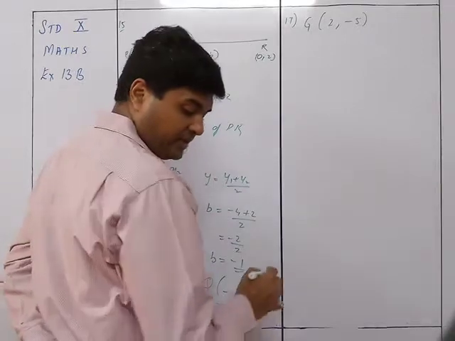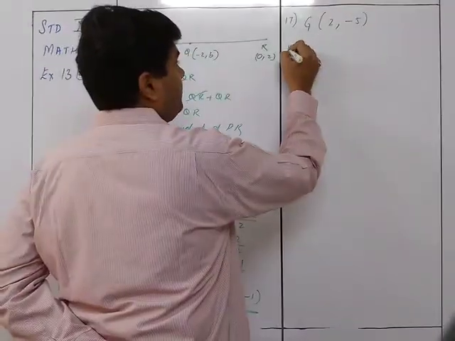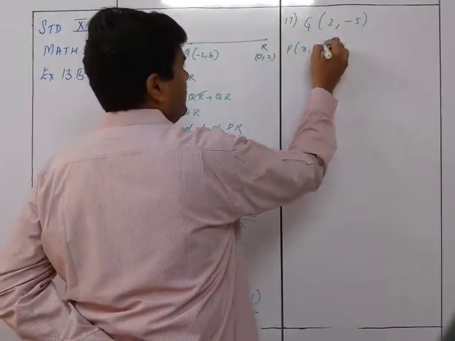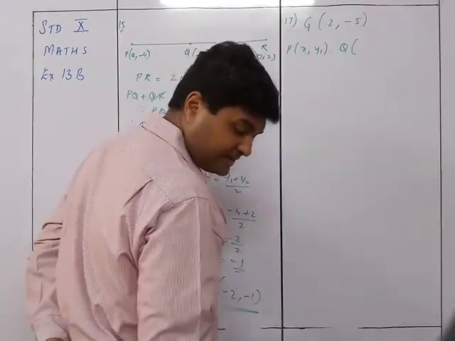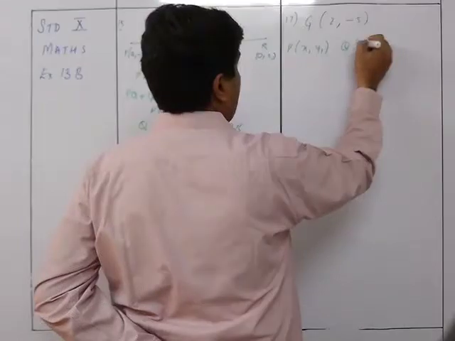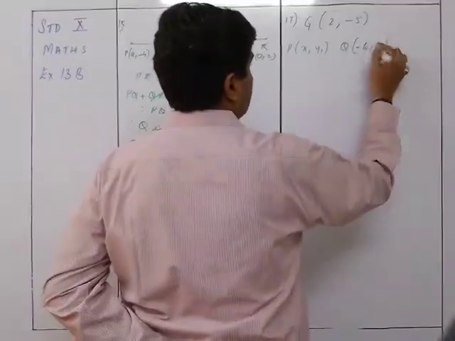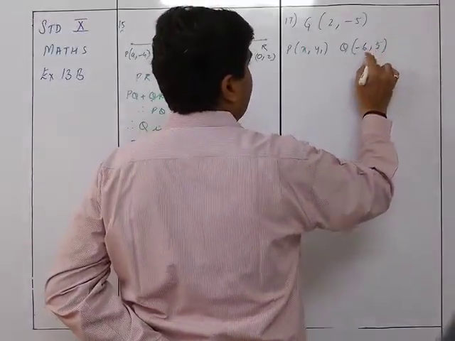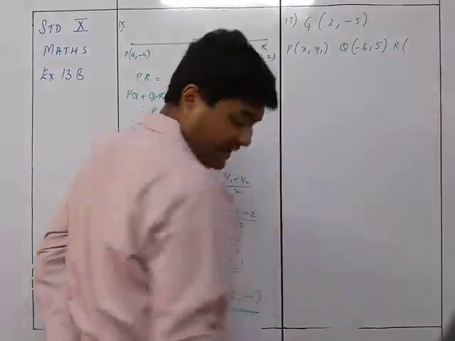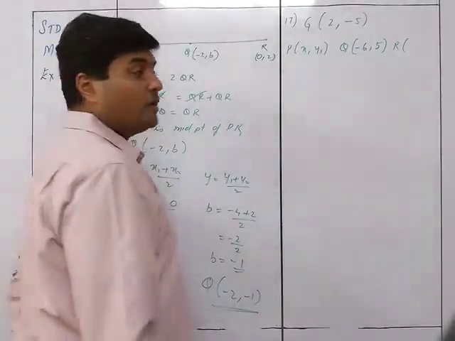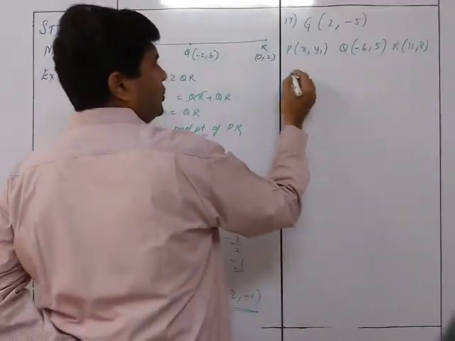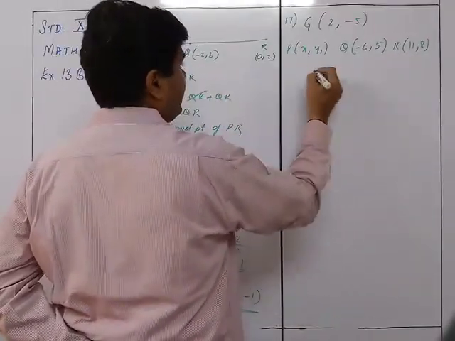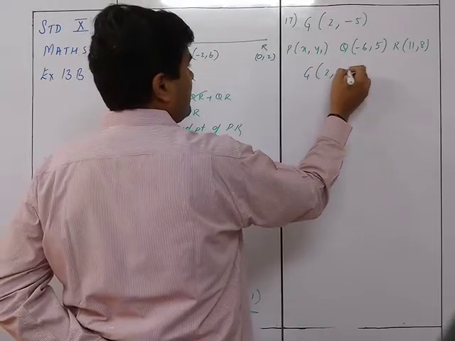Okay, you are given the values of P, we will have to take it as x1, y1. Q is equal to minus 6, 5. Sorry, minus 6, 5. And R is given as 11 comma 8. So now we know that this centroid G is 2 comma minus 5.